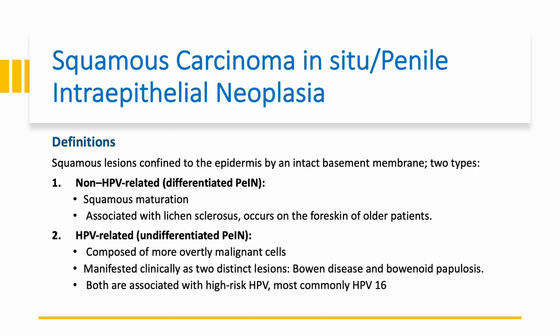HPV related intraepithelial neoplasia can manifest as two diseases: Bowen disease and Bowenoid papulosis. Bowen disease and Bowenoid, like, similar to, -oid means similar but not the same.